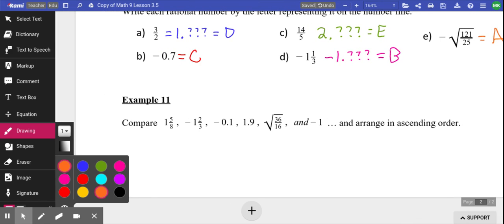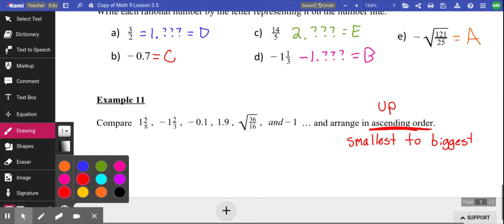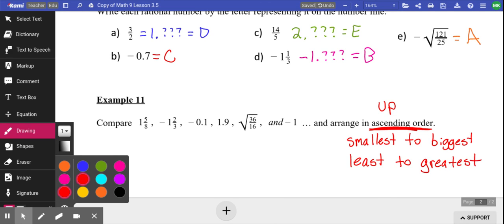The last question, I just want to talk about what arranged in ascending order means, and then I'll do it really quickly for you. Ascending means you want to go up. It's the same thing as saying the smallest to biggest. Mathematically, we say least to greatest. If you ask me what ascending means on a test, I cannot tell you. So you need to know ascending means going up, smallest to biggest, least to greatest.